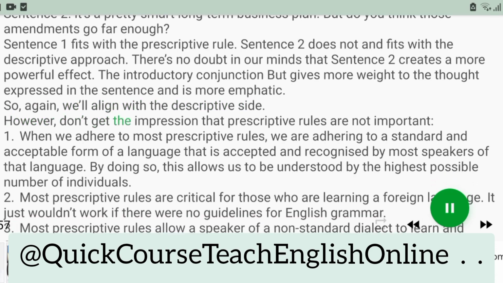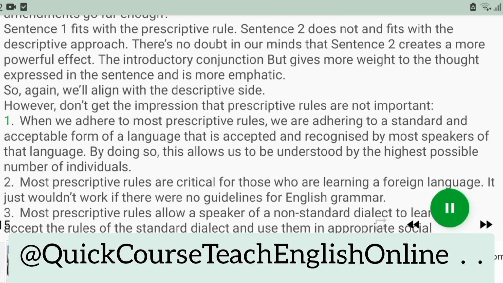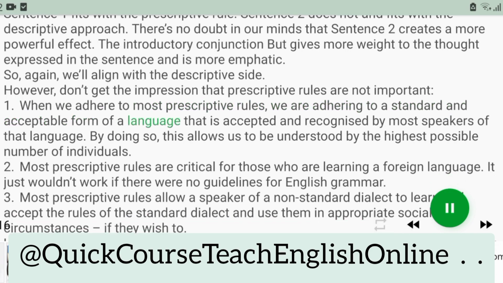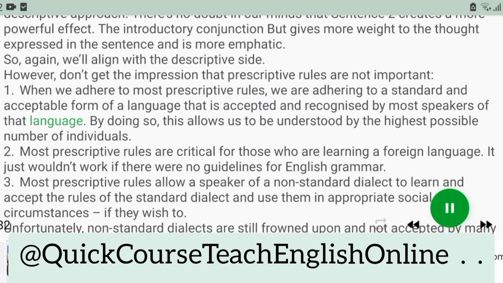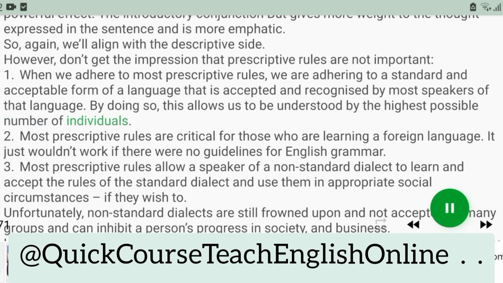However, don't get the impression that prescriptive rules are not important. 1. When we adhere to most prescriptive rules, we are adhering to a standard and acceptable form of a language that is accepted and recognized by most speakers of that language. By doing so, this allows us to be understood by the highest possible number of individuals.